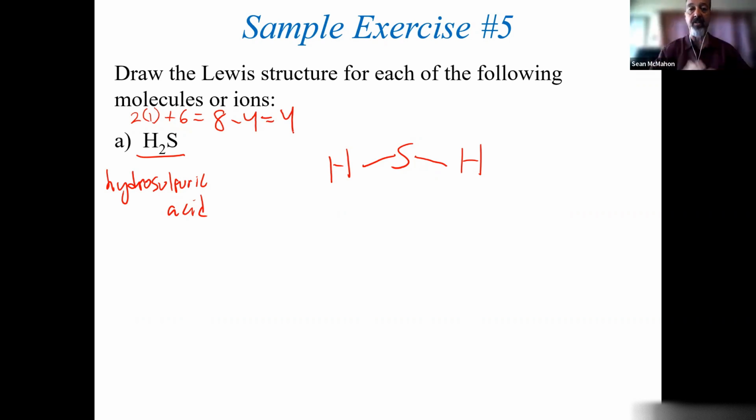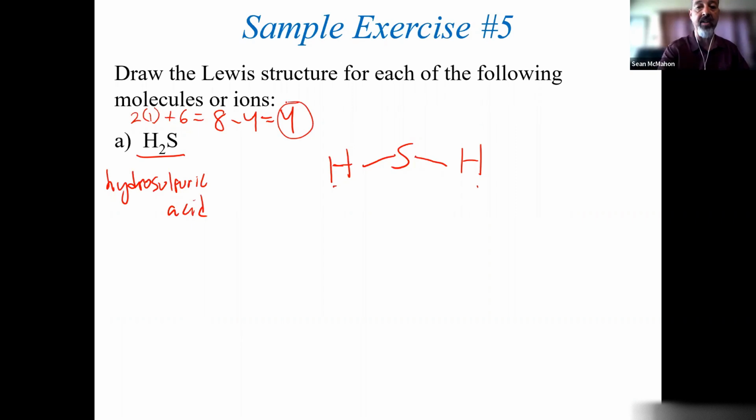But there is an exception. I do not add lone pairs to hydrogens. Hydrogens do not want octets. They only want duets. So each of these exterior hydrogens are already happy because they have their first energy level filled like helium. So what do I do with these remaining 4?